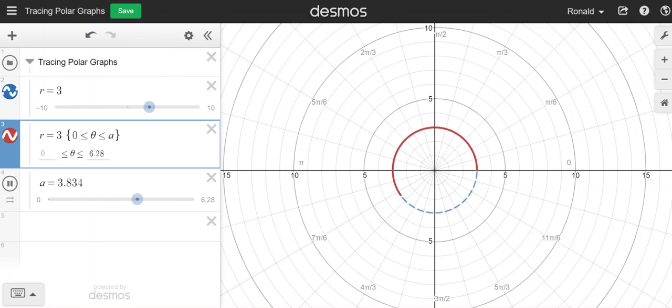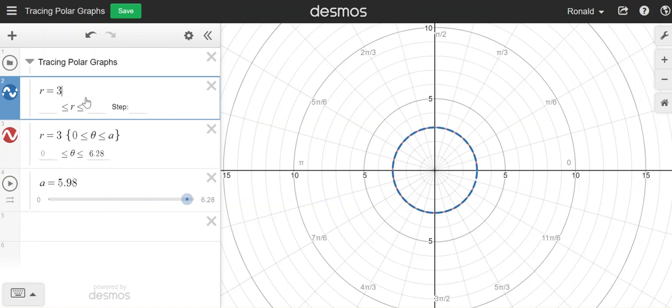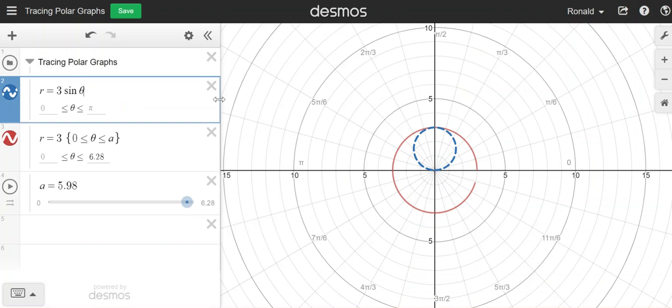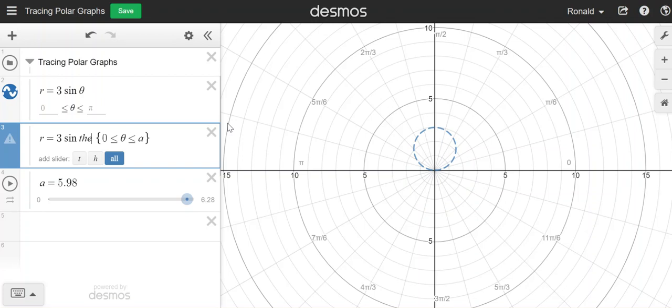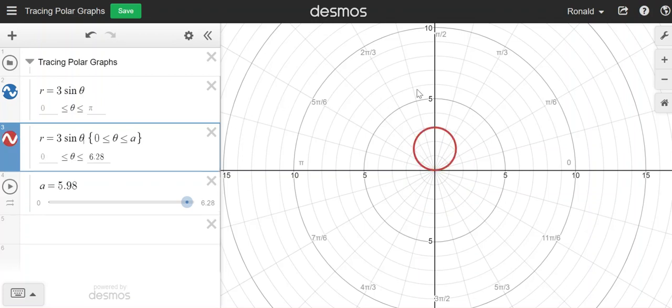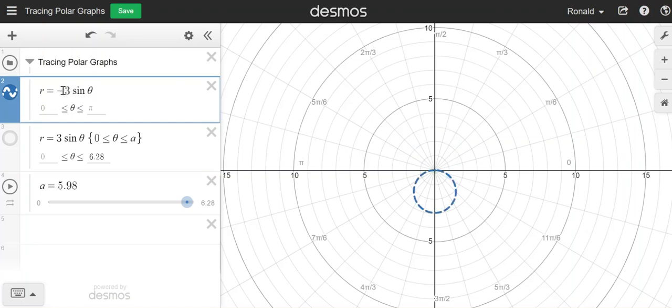All right, let's be a little more creative. Let's stop that. And let's do, how about 3 sine of theta? Whoops, theta. And let's type in 3 sine of theta here. And so we also recognize this as being a circle. Whenever you have sine of theta, it's going to be centered around the y-axis. If I was to make this a negative, it would simply be below the x-axis. If it's positive, it's above the x-axis.